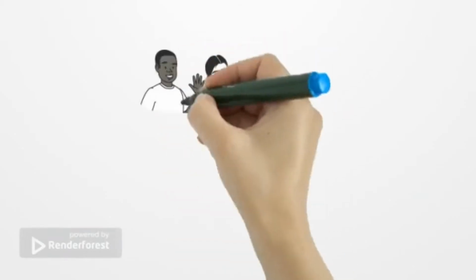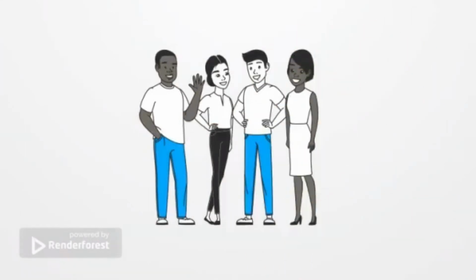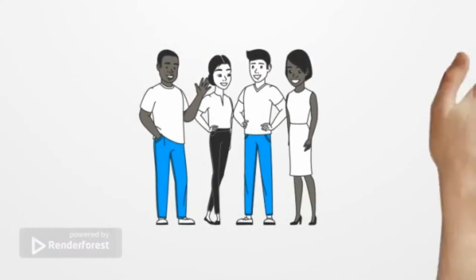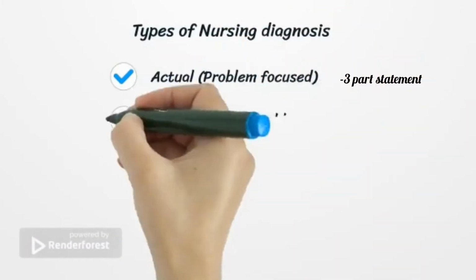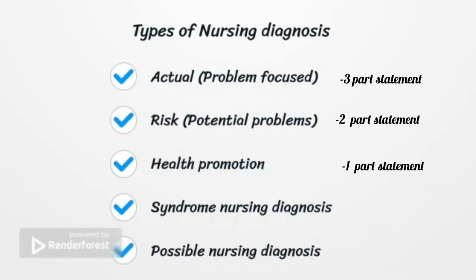The third one is the health promotion diagnosis, which focuses on desire and motivation. So it is basically only one component. I forgot something: the risk diagnosis uses the two-part nursing diagnosis component. So the actual uses the 3, the risk uses the 2, and the health promotion uses the 1. The syndrome also usually uses the 1, and the possible also uses the 1. You'll get to understand the parts I'm talking about when we go a little bit further.